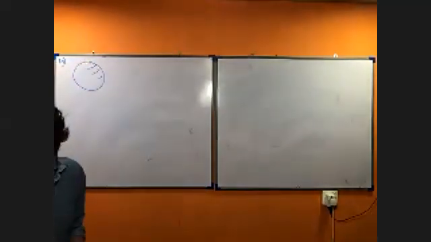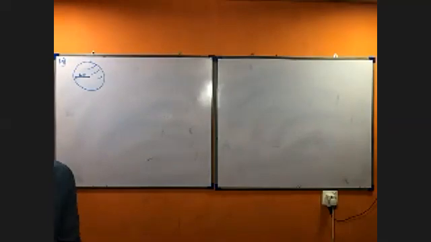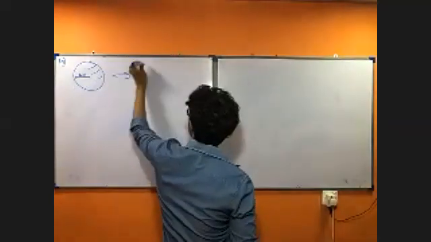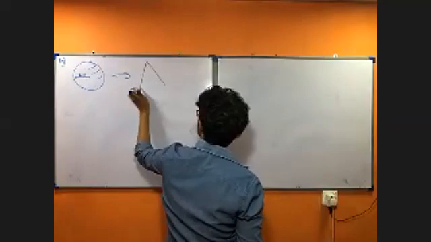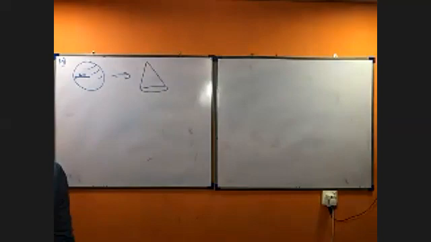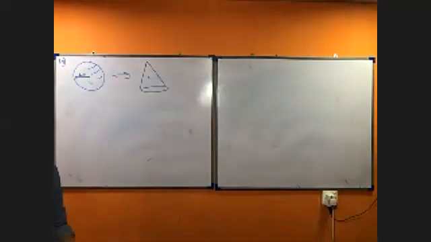Iron sphere of radius 2 centimeters is melted and a solid right circular cone with the same volume as the sphere is made. Okay, so a solid right circular cone. So we are melting this and we are going to make a solid right circular cone with the same volume. So if the volume of this one is V, this is also going to be V.